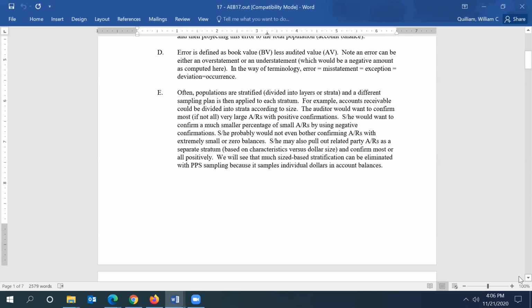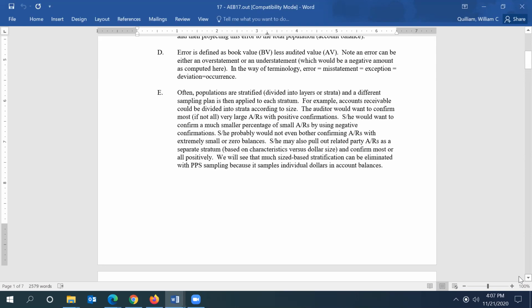Then, often, as we know, populations are stratified. In other words, divided into layers or strata. And different sampling plans then apply to each stratum. For example, accounts receivable could be divided into strata according to size: large balance accounts, medium balance accounts, and small balance accounts. Usually small balance accounts, we stratify them out. We don't even bother confirming accounts receivable in this very lowest stratum. They're just not big enough.